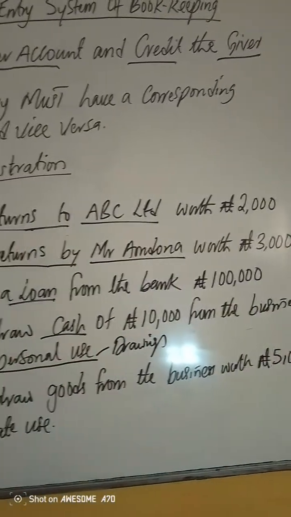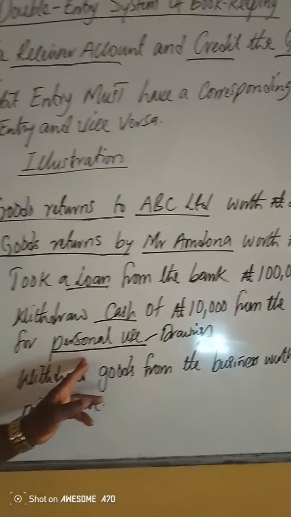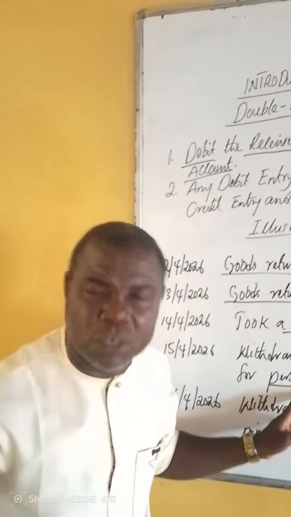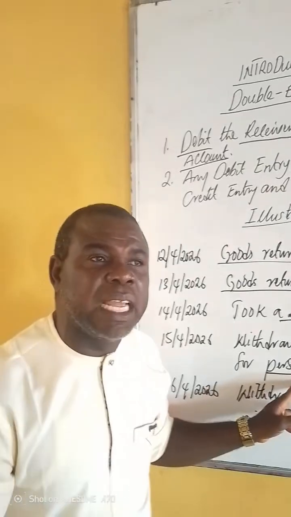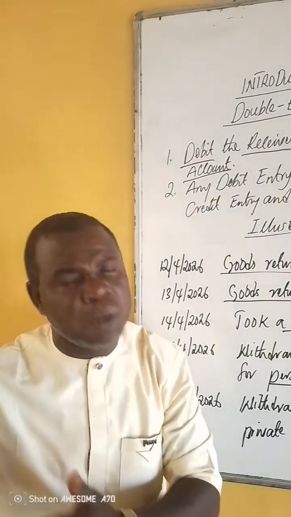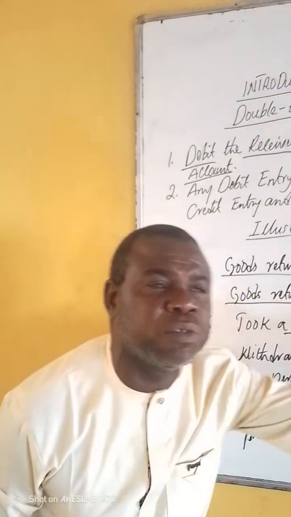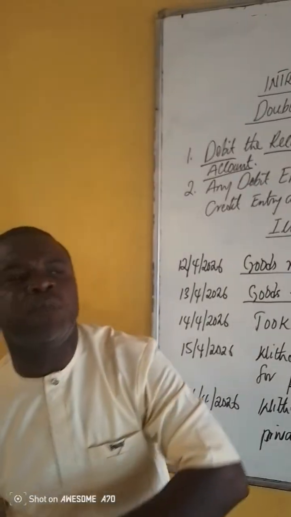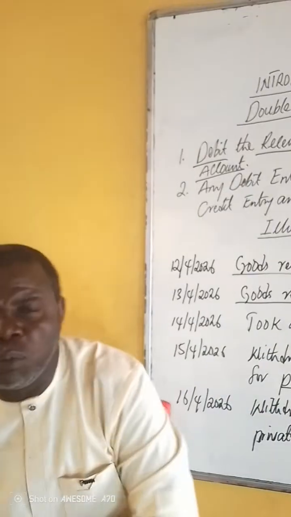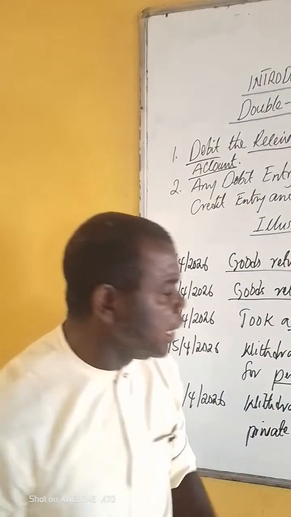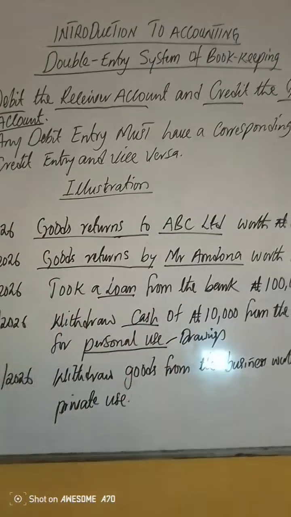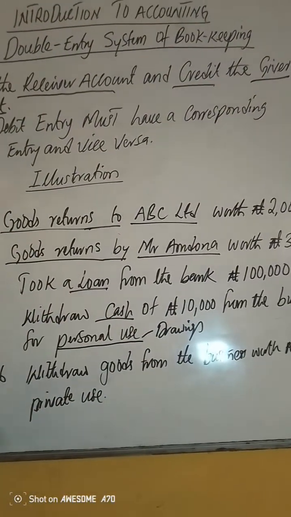That is, when the owner takes money from the business, it's called drawing. The concept that backs this up is called the business entity concept. The business entity concept says the owner is different from the business. So if the owner takes something from the business, they need to record it. If the owner takes money from the business, it's drawing. But if the owner puts money into the business, it's called capital. So here, personal use means drawing. Drawing becomes the receiver account, cash becomes the giver account.